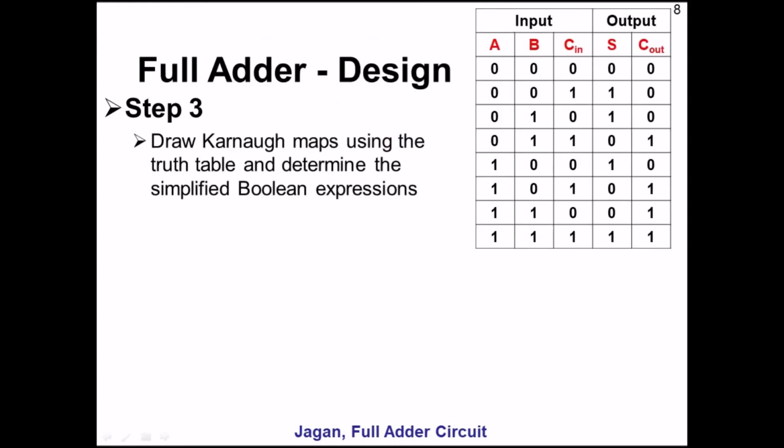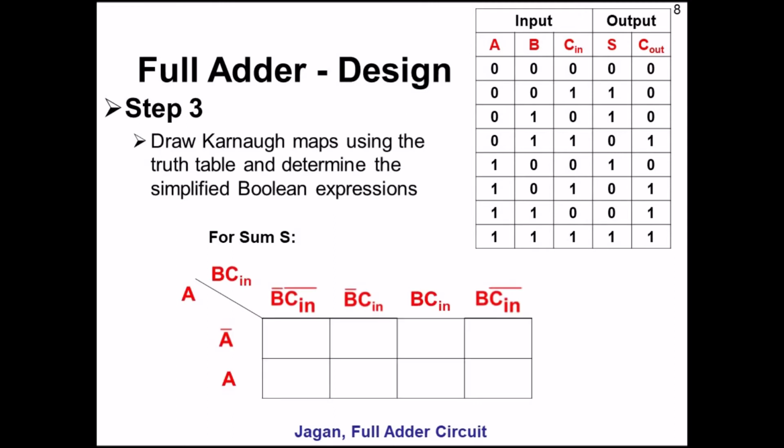So with the help of the truth table, we are going to draw the Karnaugh map. Okay. And finally, we are going to determine the Boolean expression. So let's see for the sum S. So here is my map. So I have the input variables A, B, C in and all my combinations, right? 0, 1, 0, 0, 0, 1, 1, 1, 1, 0. Okay. So let's look at the sum column, right?